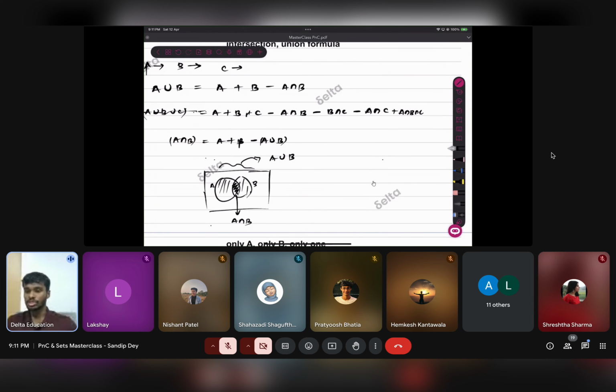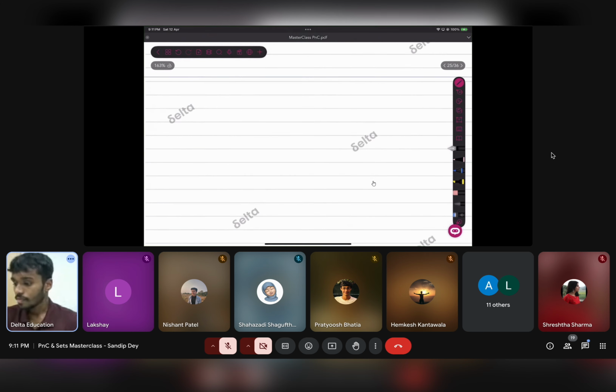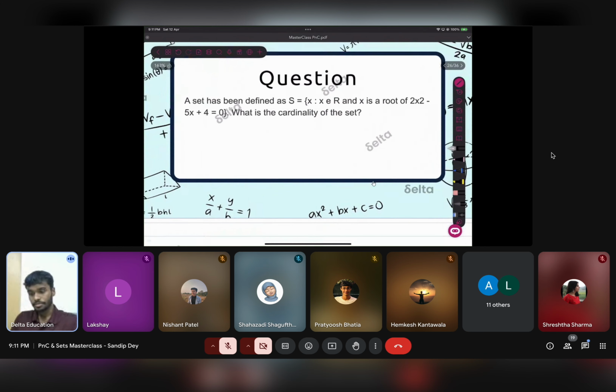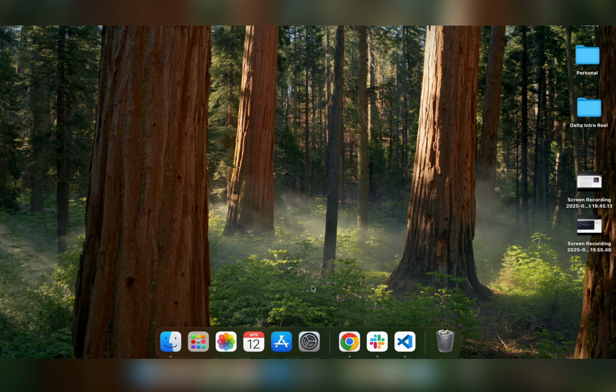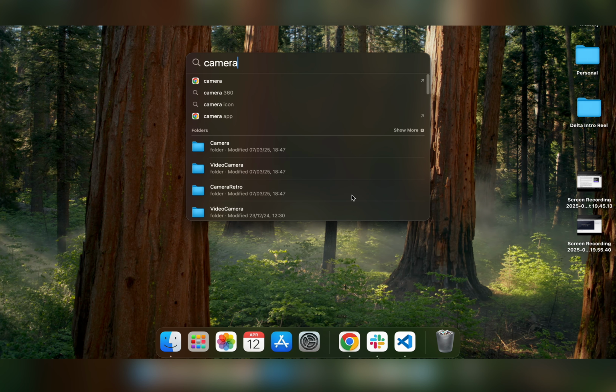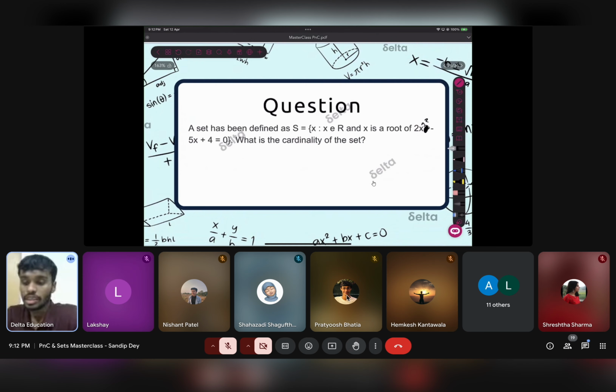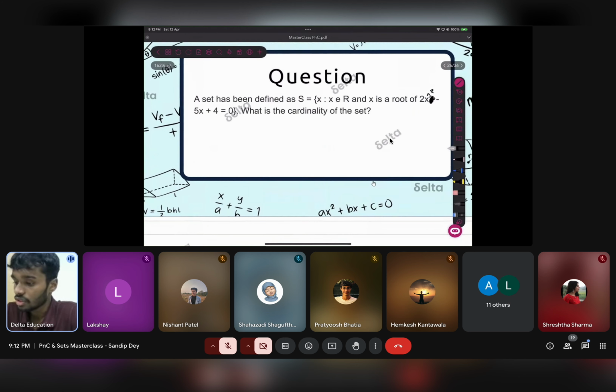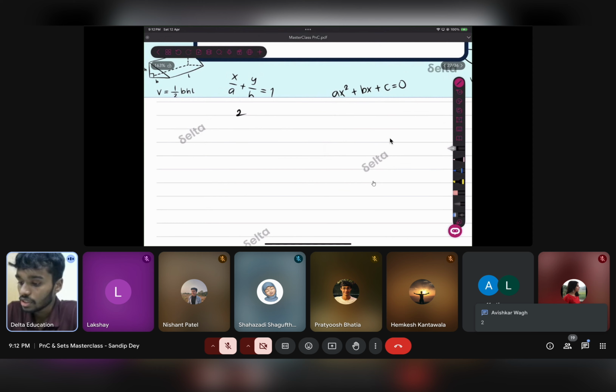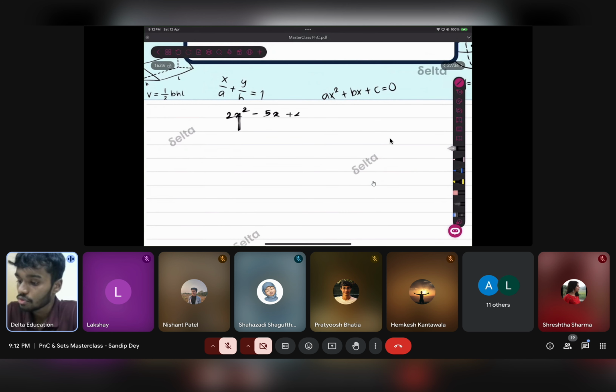So now we are going to solve some questions on sets. Okay. So first of all, let's see this question. The question says that a set has been defined as S equals {x}, where x belongs to R, R is the real numbers, and x is a root of this equation: 2x square minus 5x plus 4. So what is the cardinality of the set? You have to say how many numbers are there in this set S. So the equation is 2x square minus 5x plus 4 equals 0.